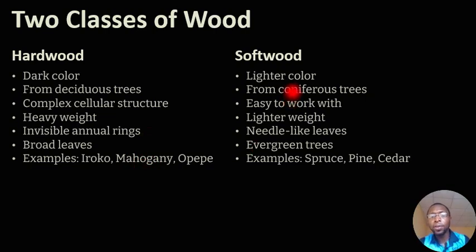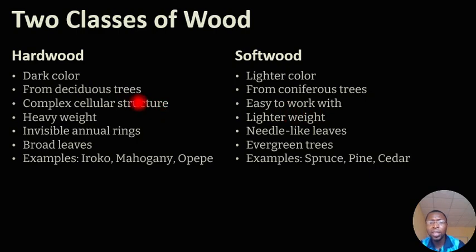Then the second class of wood is known as the softwood. When you see a softwood, number one, it has a lighter color, unlike the hardwood that has a darker color. The color is lighter, and then they are from coniferous trees. Meanwhile, the hardwood is from deciduous trees. Again, a softwood is easy to work with.